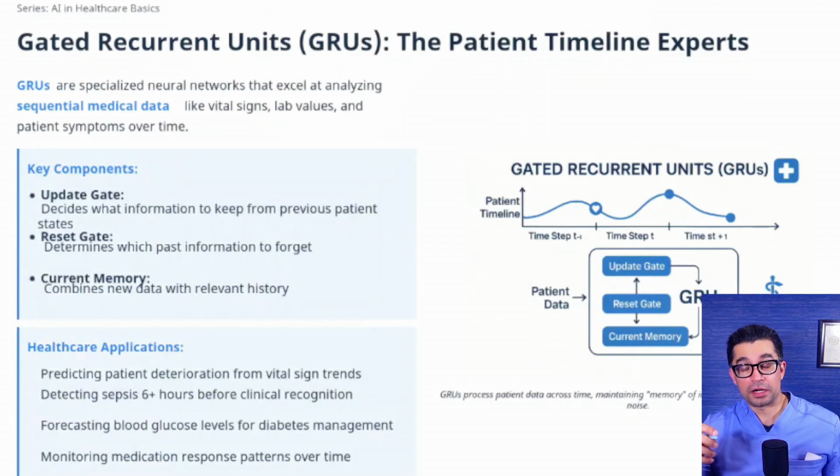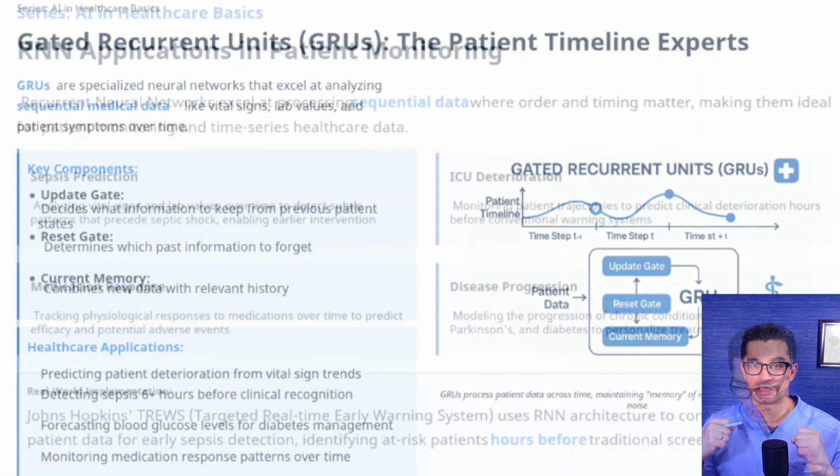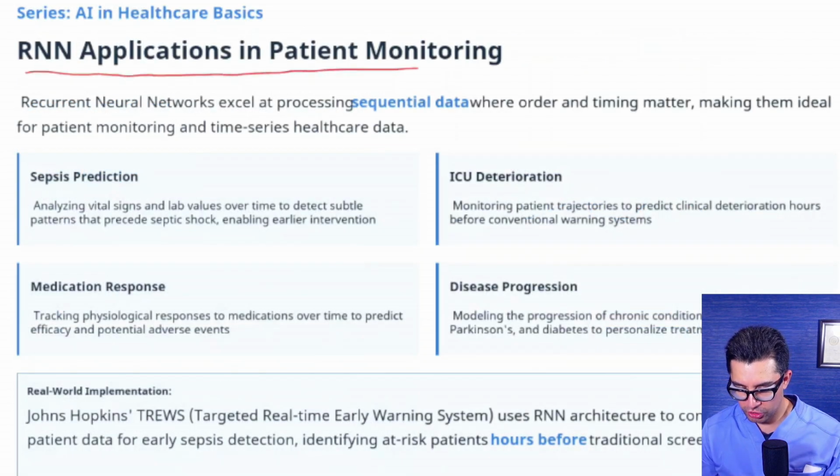So GRUs, again, can be considered medical specialists who excel in spotting patterns in time and sequential data. And just as an experienced clinician would notice subtle changes in a patient's condition over multiple visits, the GRUs track and remember important trends while filtering out irrelevant noise. But they do this in a less complex manner and in a manner where they require less GPU and less processing power.